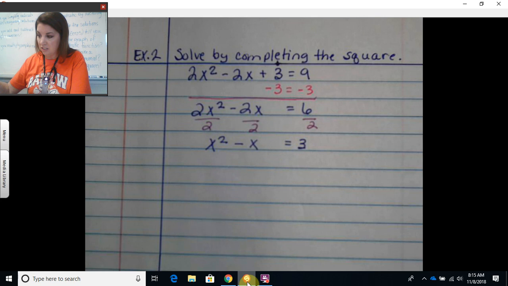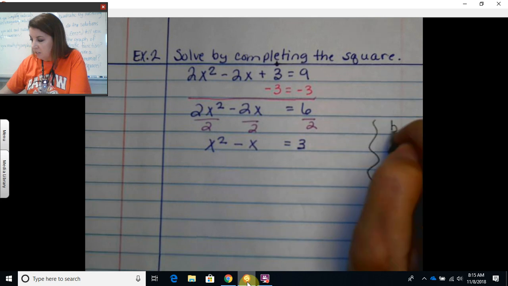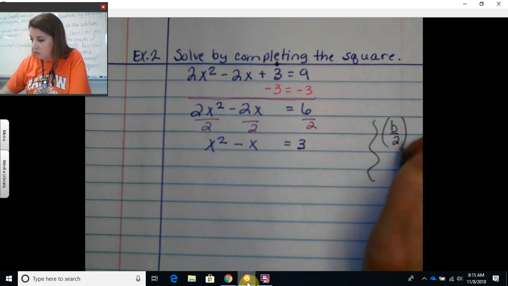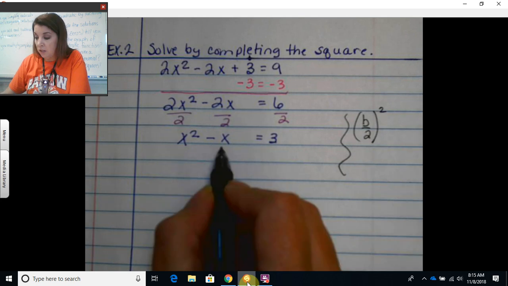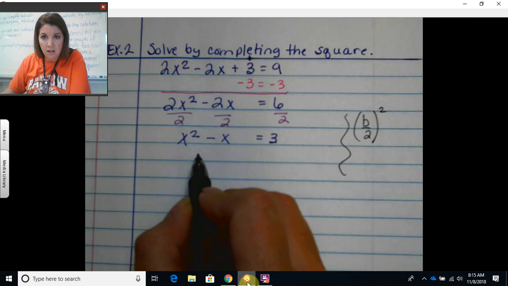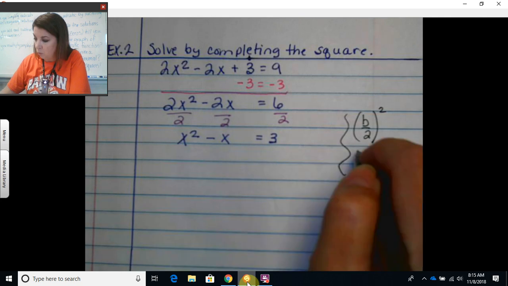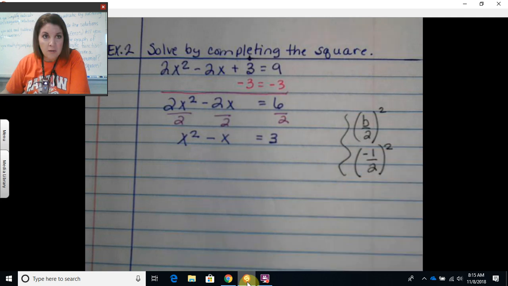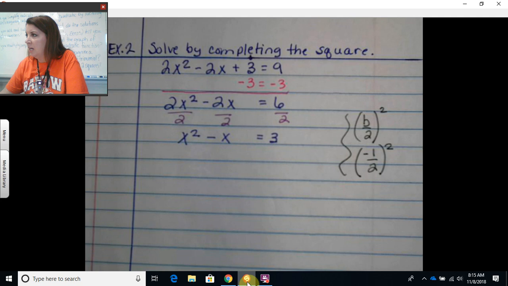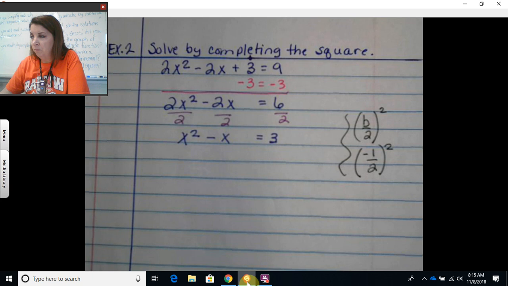So I do it over here on the side, b divided by 2, quantity squared. And are we using the original b? No. You might want to make yourself a little note. We are using the b of the quadratic we have right now. And what is b? Negative 1. We plug that in for b, divide by 2, and we square it. Now negative 1 does not divide by 2 evenly, and we do not want to create a decimal, okay? So don't stop working because it's a fraction.